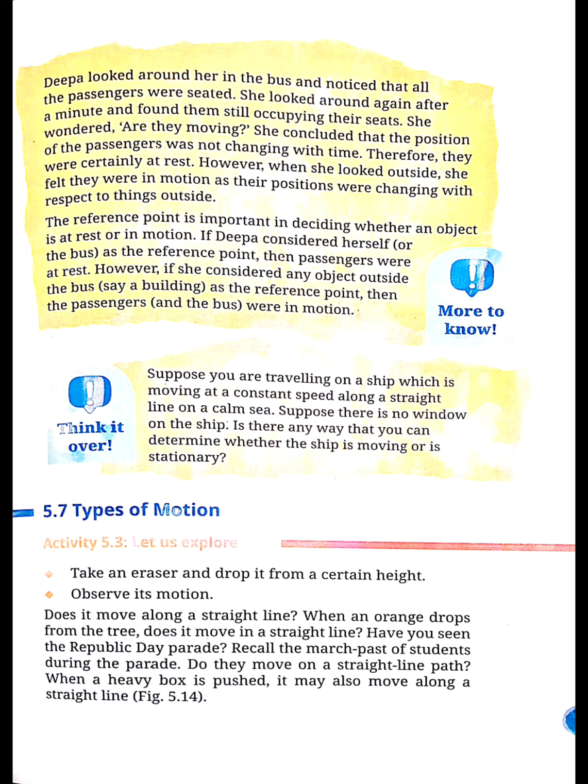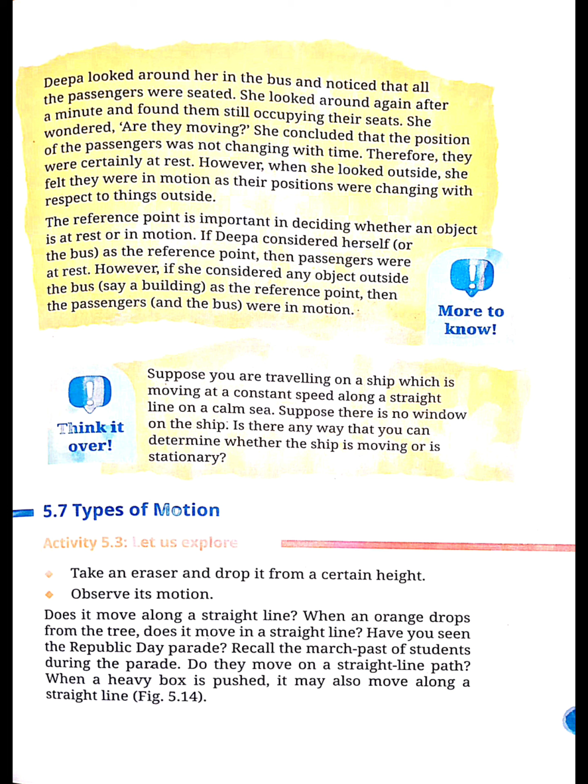5.7 Types of motion. Activity 5.3. Let us explore. Take an eraser and drop it from a certain height. Observe its motion. Does it move along a straight line? When an orange drops from a tree, does it move in a straight line?